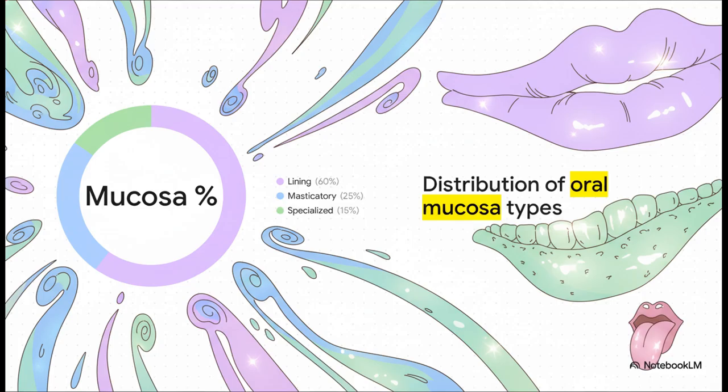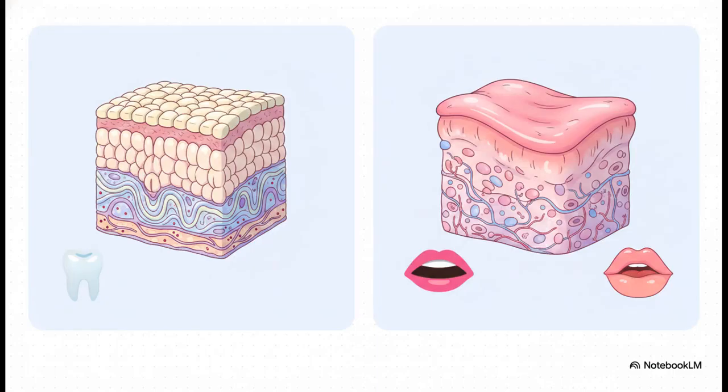But, what do these numbers actually mean for you clinically? Let's break it down. As a clinician, distinguishing between these tissue types is absolutely critical, especially when you're giving injections. Think about it. Masticatory mucosa, which covers the gingiva and the hard palate, is keratinized. It's firm. It's built to withstand the heavy friction of chewing.